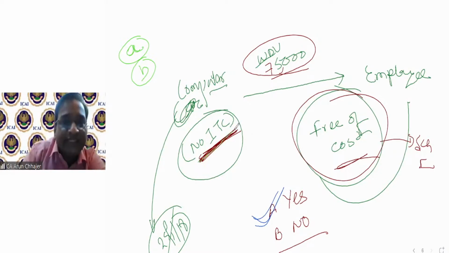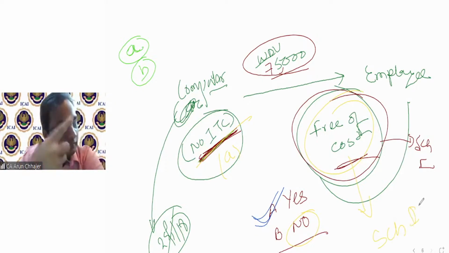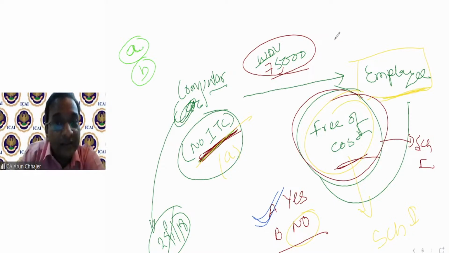Let me explain. Use the word no ITC. Where it is written, you will say clause A: if no ITC, then no GST. Free of cost confirms that I am taking the example of Schedule 1. Perfect. But you have ignored the person to whom I am giving the computer. Who is the recipient? It is the related person.